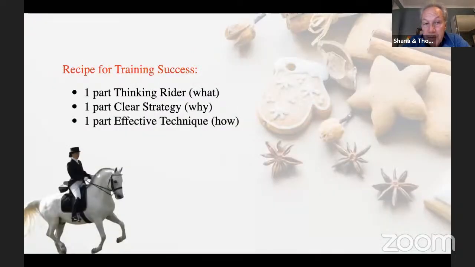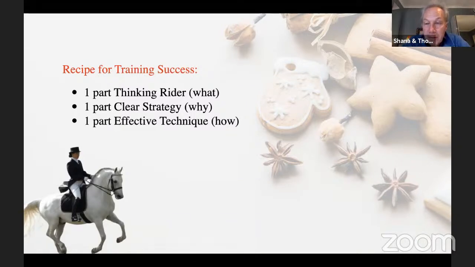So the recipe for training success is one part thinking rider, one part strategy, one part effective technique: the what, why, how. In any situation, you have to analyze what's going on, where it is coming from, and why that is happening. And once you've found the underlying cause of a problem, then you can implement remedies.